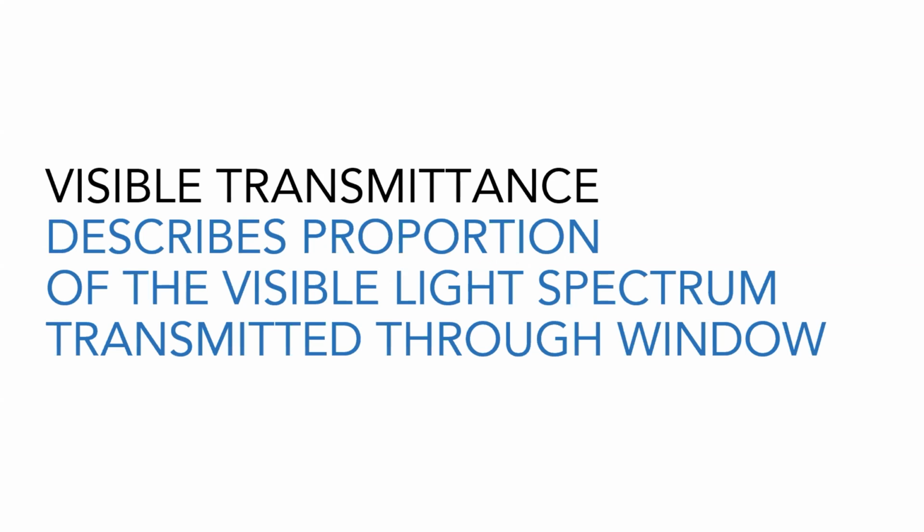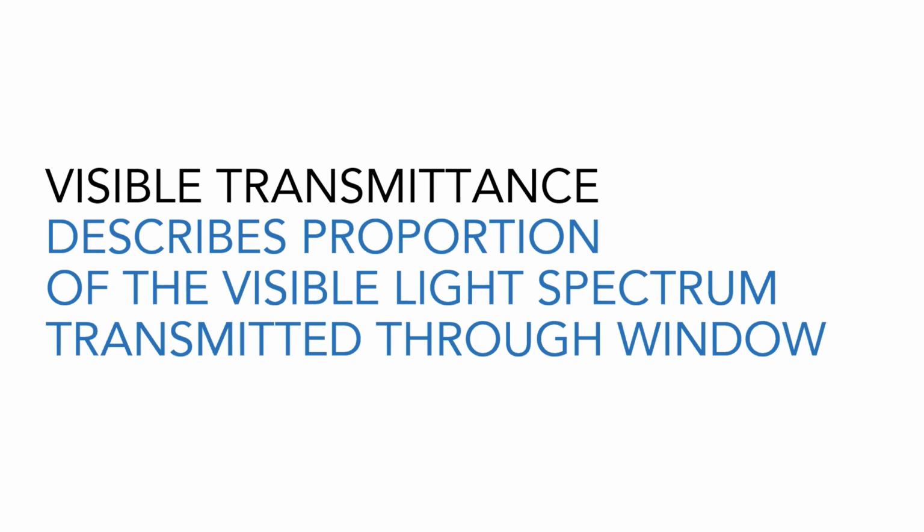And then lastly, we'll talk about visible transmittance, and sometimes you see it as VT. So visible transmittance describes the proportion of visible light spectrum transmitted through a window. So basically this means how can we see an image through a pane of glass. And this is a value between 0 to 1.